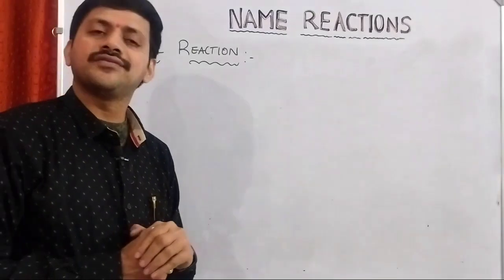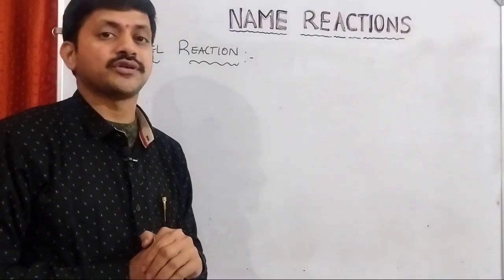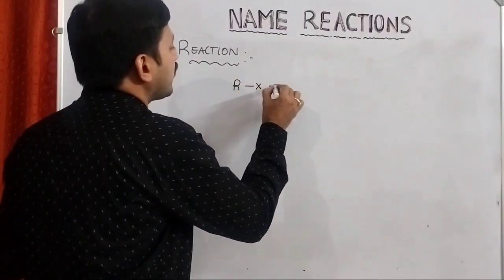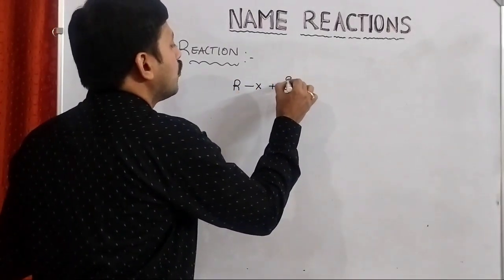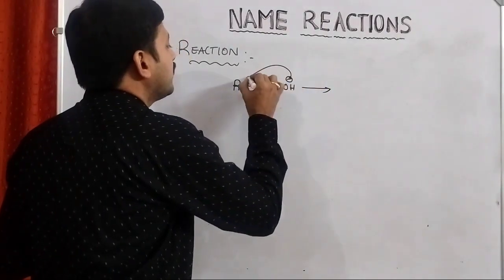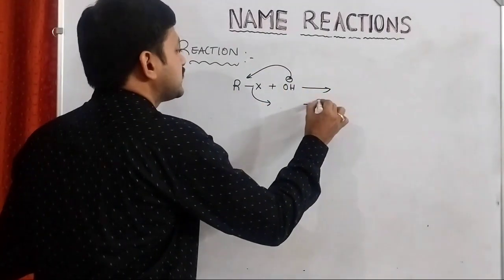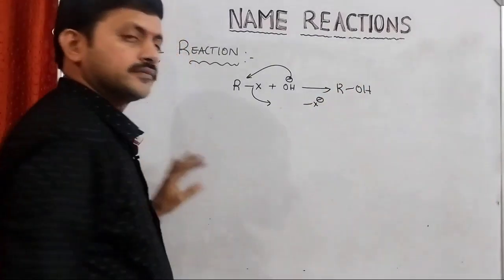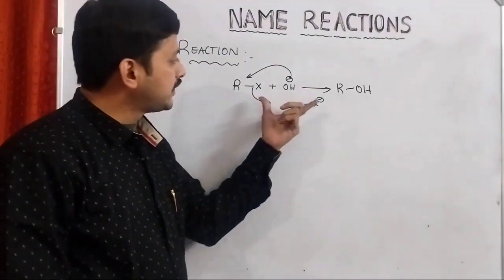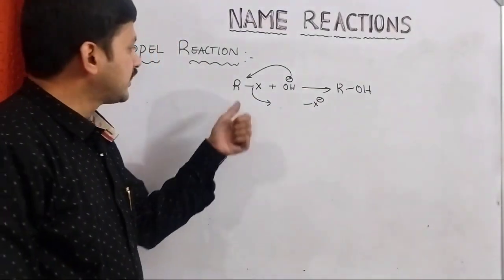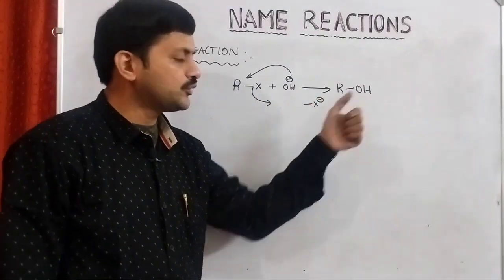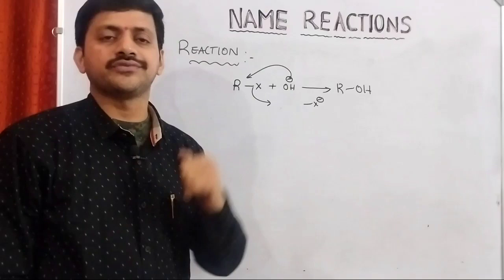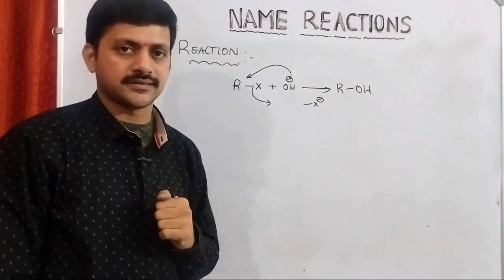We all are very familiar with nucleophilic substitution reactions, right? The general formula is what? If RX is treated with OH minus, what will happen? The X is removed in the form of X minus and you will come up with R-OH. Simply, in this transformation we have seen conversion of alkyl halides into corresponding alcohols. X minus is replaced with OH minus.